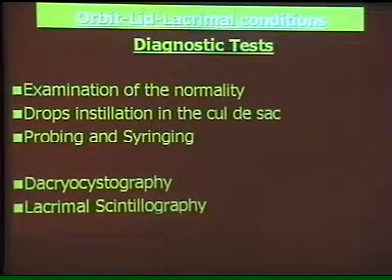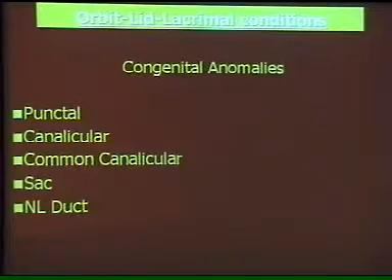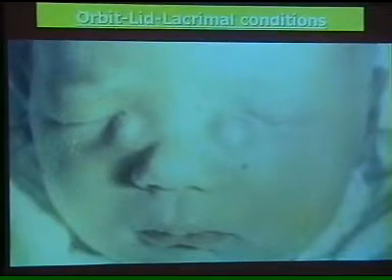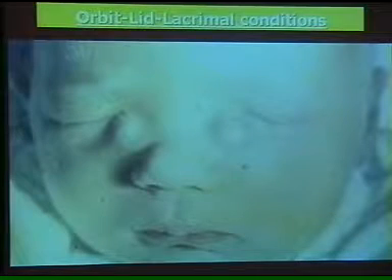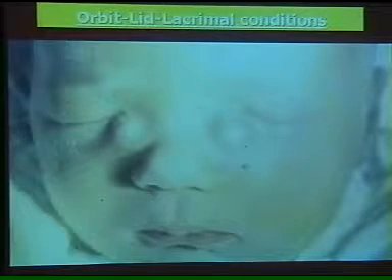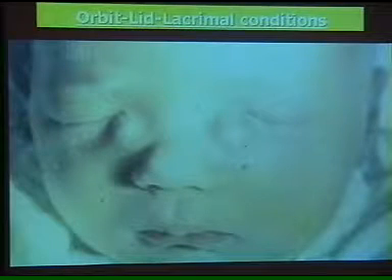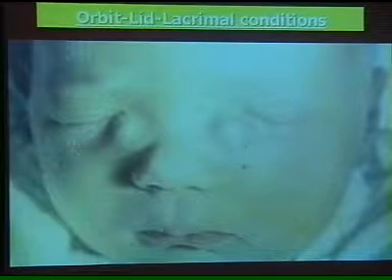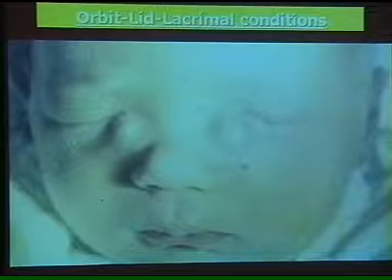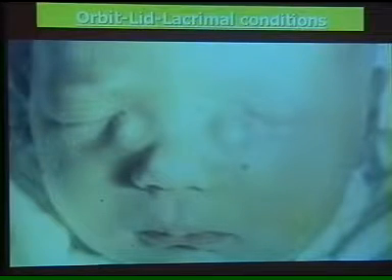Probing and syringing we do in children. Dacryocystography is not required here. Congenital anomaly can involve one of the structures. Congenital epiphora is a common presentation. A patient presents before the age of 6 months or a year that the child is constantly throwing water out of the eye, and at times there is infection, there is swelling, and they are worried about it. Now I've recently written a paper on the management of congenital epiphora due to nasolacrimal duct obstruction, and it is in the process of publication.